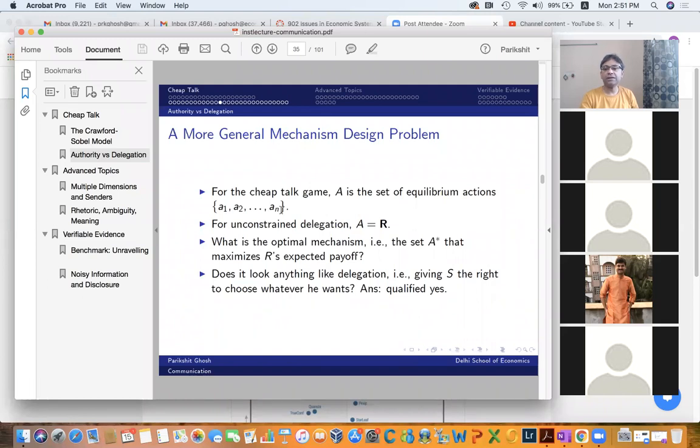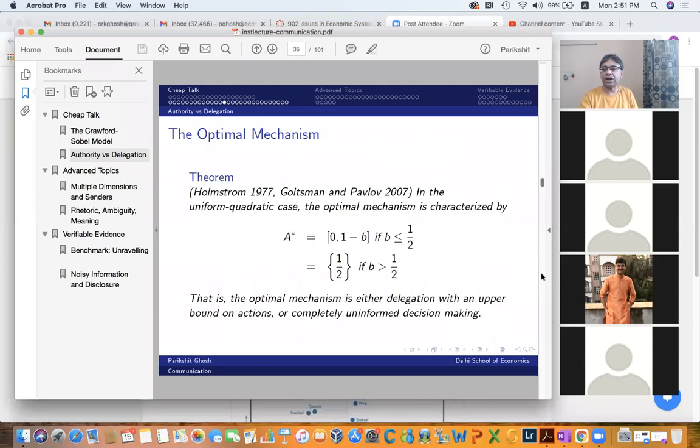Right. Now we are moving ahead. We have said, okay, we don't want to restrict ourselves to playing the cheap talk game or delegation without any restrictions. We want to think of the absolutely optimal mechanism. And then I said, you can think of the optimal mechanism in terms of restricting the action set in some way, right? Any general restriction. And that is the exercise we are doing now.